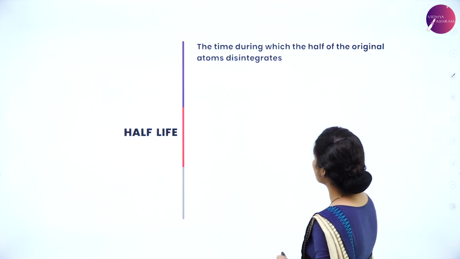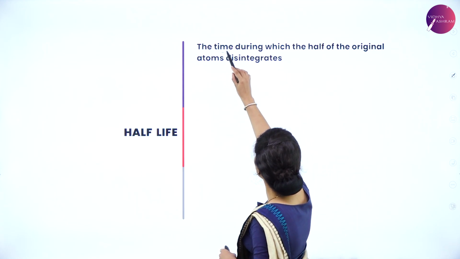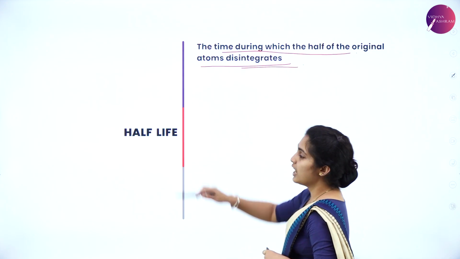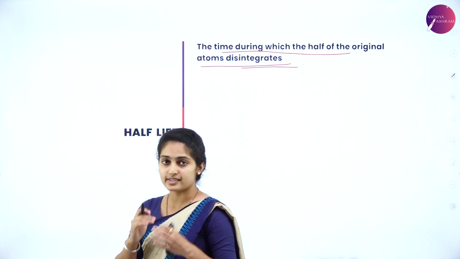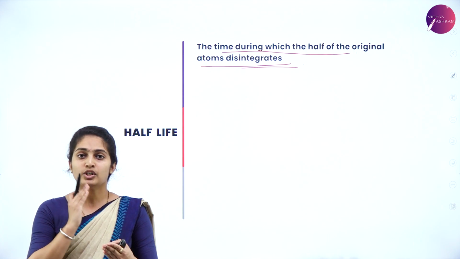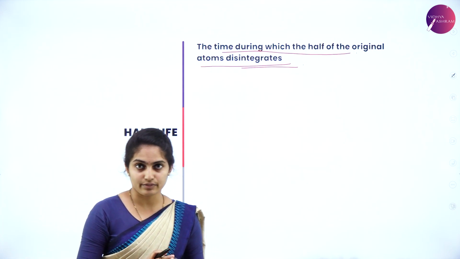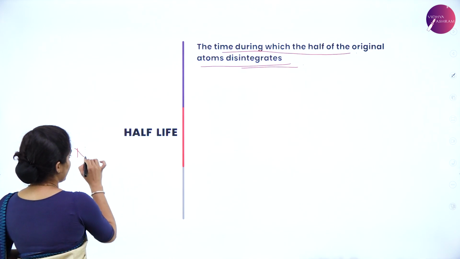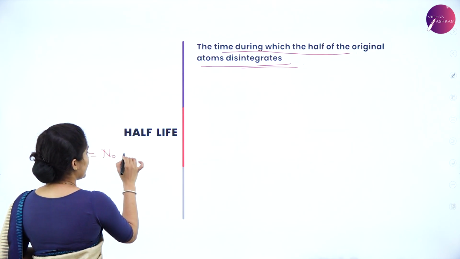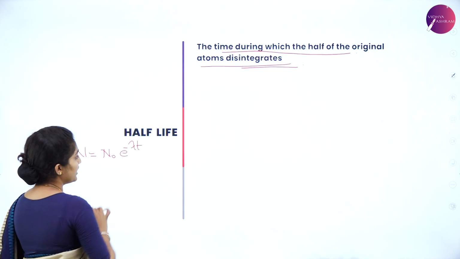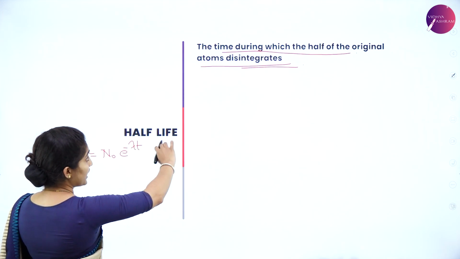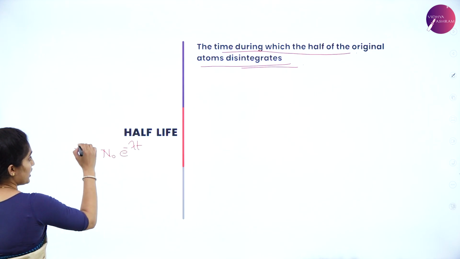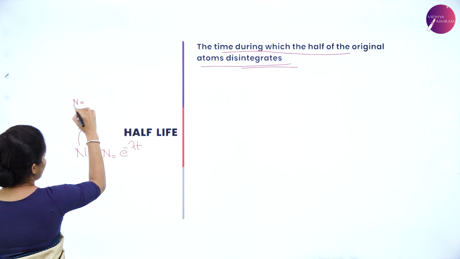Next you have the half-life. The time during which half of the original atoms disintegrate is called the half-life. Original atoms are there, and they start disintegrating at certain intervals of time, so half of it is called the half-life. In order to derive it, we have the equation N is equal to N naught exponential of minus lambda t. According to that equation, at the time during which half of the original atoms disintegrate, we consider N as N naught by 2.